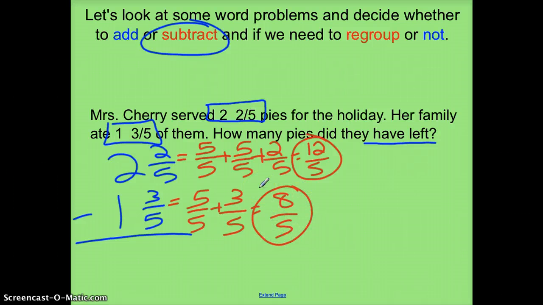Now, based on the fact that this is a subtraction problem, I'm going to take these two improper fractions and subtract them. So 12/5 minus 8/5 equals 4/5. Now I can see that this is not an improper fraction. This is just a fraction that looks okay the way that it is. So this is going to be my final answer. She served 4/5 of a pie. And that's the answer.